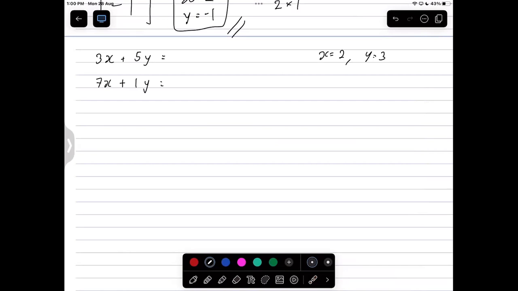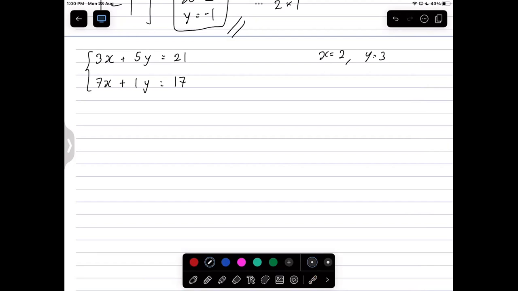Okay, let me just fill in the blanks. 3 times 2 is 6. 5 times 3 is 15. 6 plus 15, 21. 7x is 14 plus 3 is 17. Right? I hope I didn't calculate wrongly. Okay, so there's our system, our two equations, two unknowns.